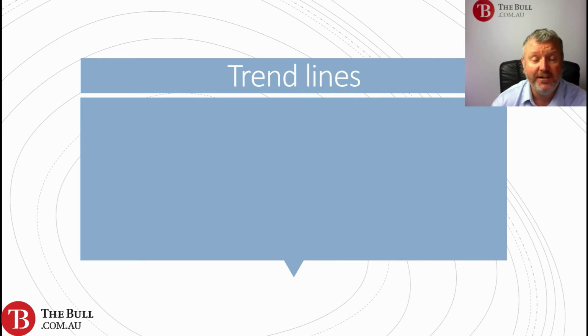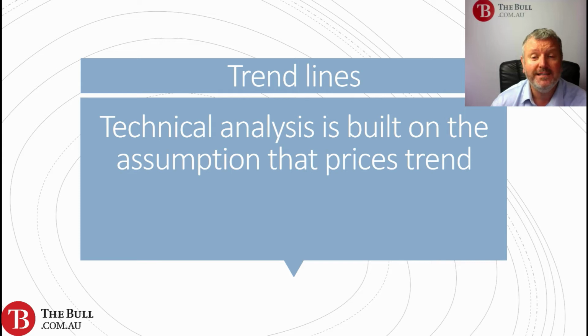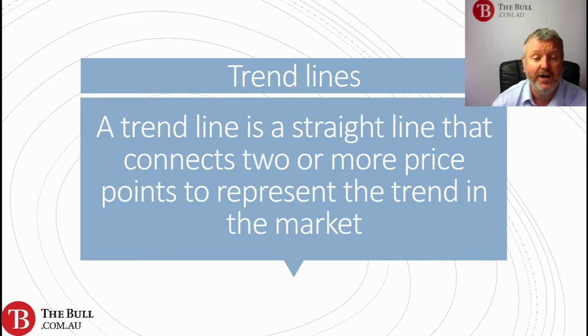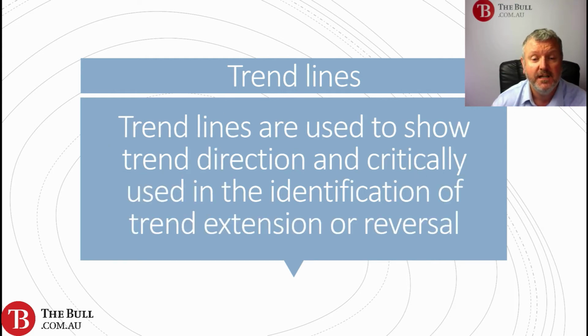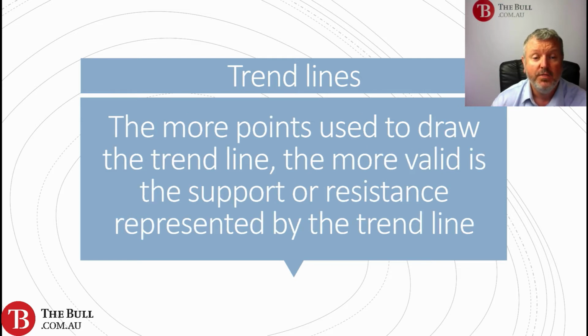How do we look at and draw trend lines? Technical analysis is built on the assumption that prices trend. A trend line is a straight line that connects two or more price points to represent the trend in the market. The trend line extends into the future to act as a line of either support or resistance. Trend lines are used to show trend direction and critically used in the identification of trend extension or trend reversal. The more points used to draw the trend line, the more valid is the support or resistance represented by that trend line.